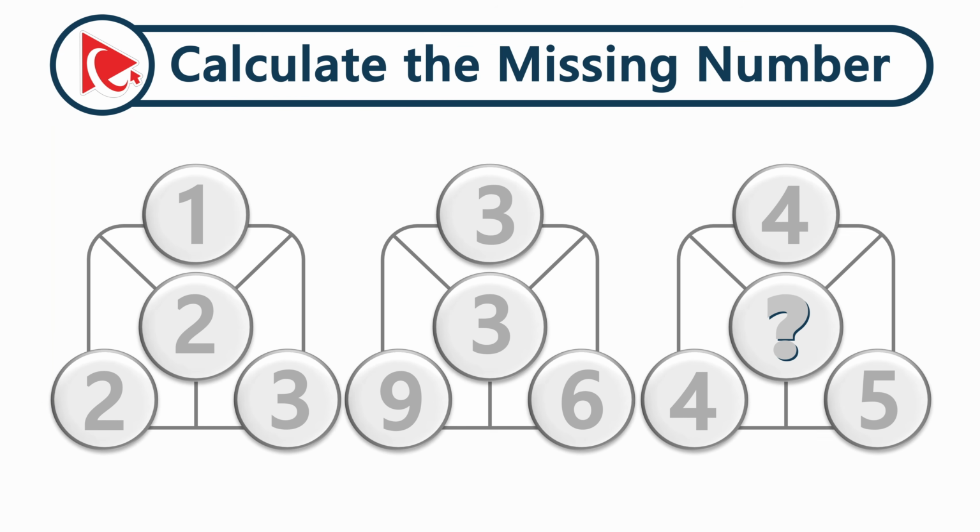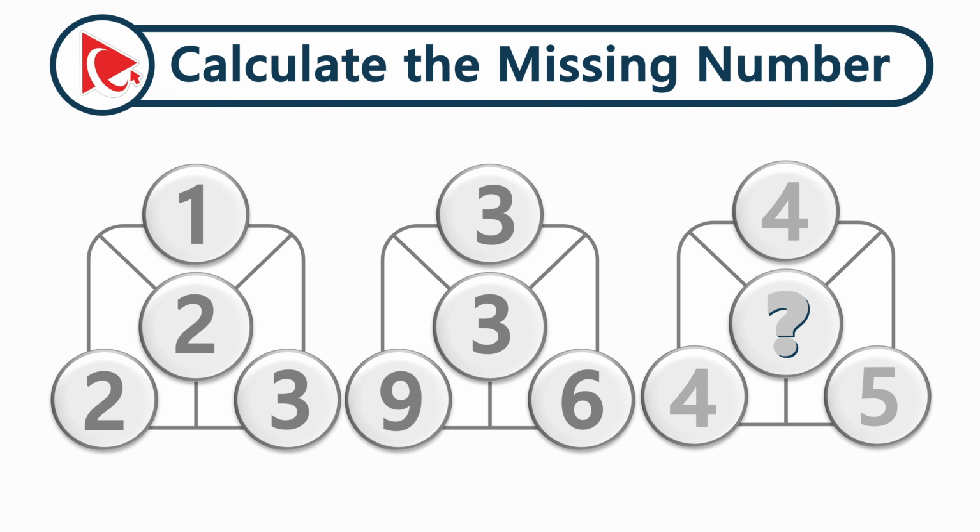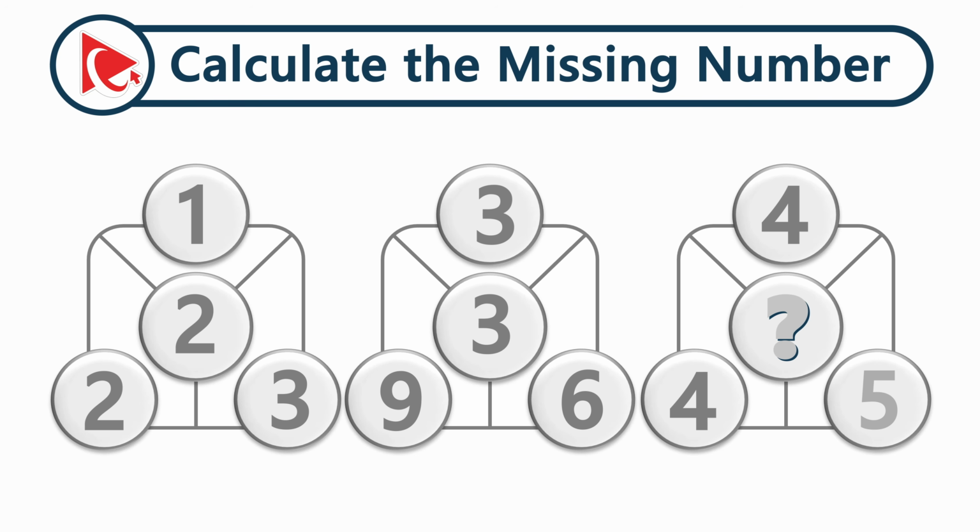You're presented with a phenomenally cool symmetrical set of shapes. The first shape has numbers 1, 2, and 3, and then number 2 in the middle. The second shape has numbers 3, 9, and 6, and then number 3 in the middle. The third shape has numbers 4, 4 again, 5, and then a missing number in the middle, which you need to calculate and select your answer out of 4 possible choices.